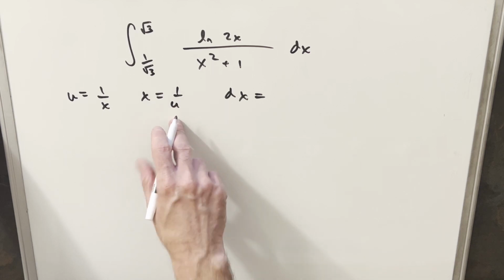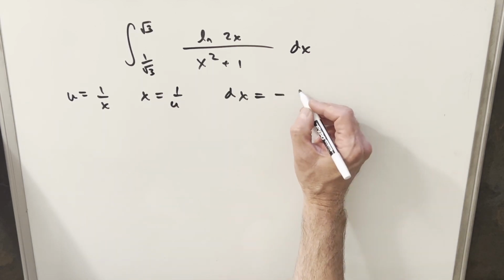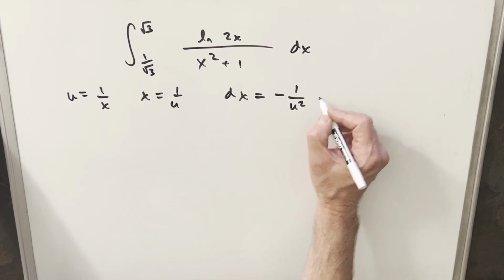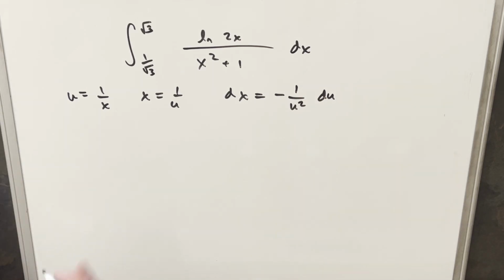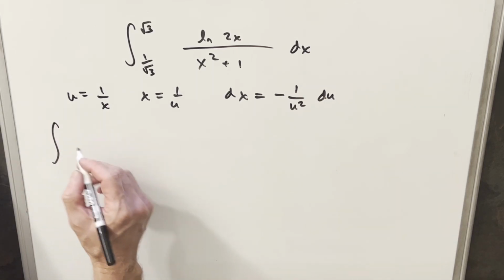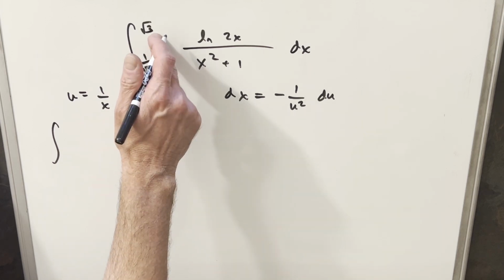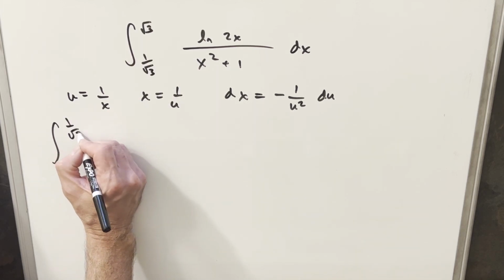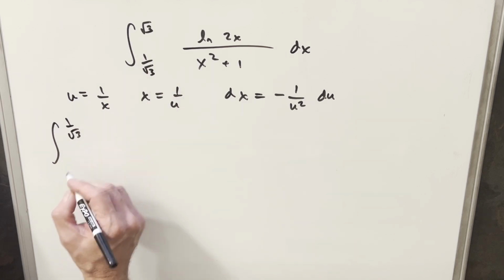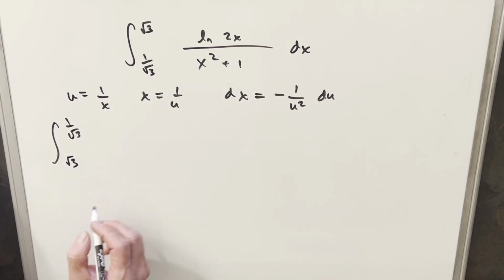Derivative of 1 over u. We can look at 1 over u as u to the minus 1. So this derivative is going to be minus 1 over u squared du. Then I'll make the substitution. And the nice thing here is when we do the substitution, it's just going to flip our bounds around, because when we plug in square root of 3, we get 1 over square root of 3, and when we plug in 1 over square root of 3, we get square root of 3.